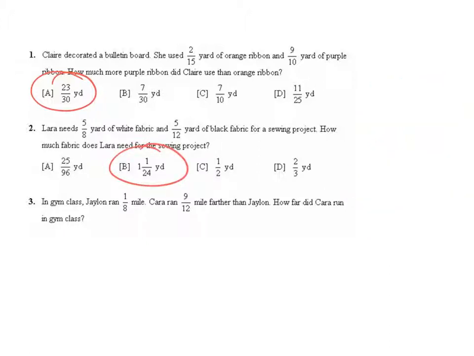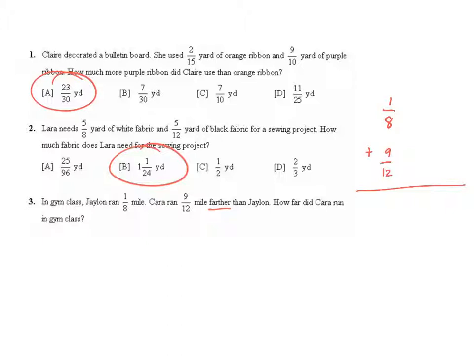Number 3, in gym class, Jalen ran 1/8 mile. Cara ran 9/12 mile farther than Jalen. How far did Cara run in gym class? So when it says she ran that much farther than him, it means she ran more than him. To figure out her total, we're going to have to combine how far Jalen ran, 1/8 of a mile, with how much farther Cara ran, 9/12 of a mile more than Jalen, and then add those two numbers together.